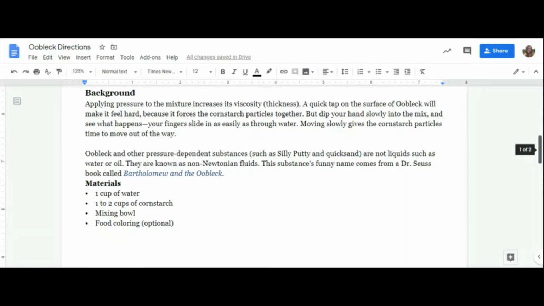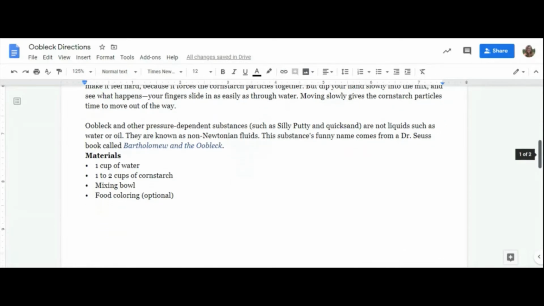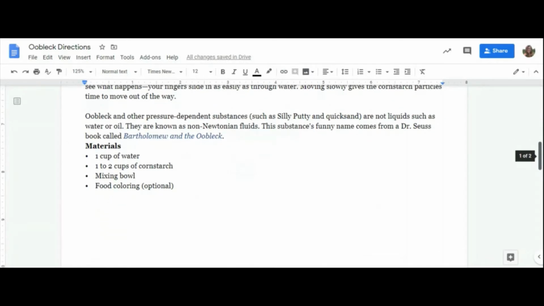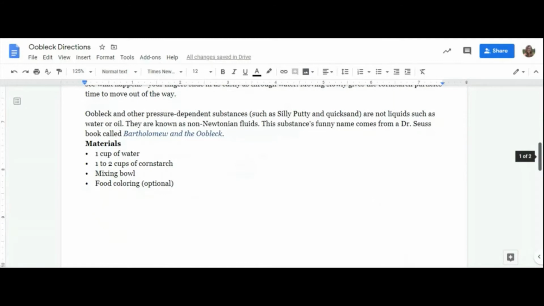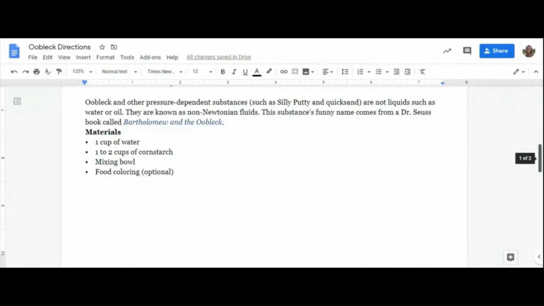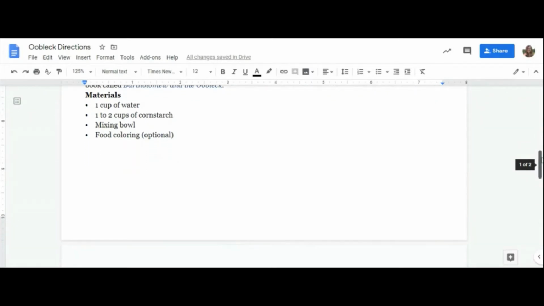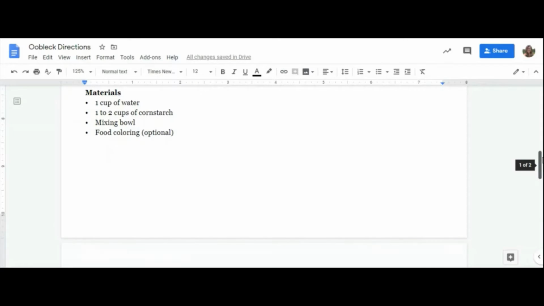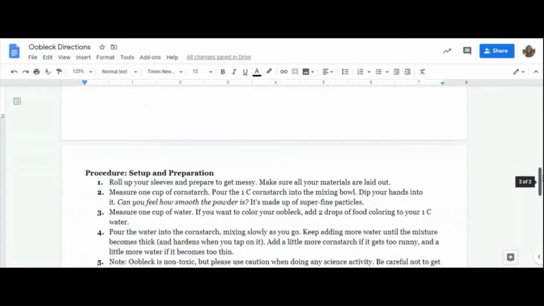Oobleck and other pressure-dependent substances, such as silly putty and quicksand, are not liquids such as water or oil. They are known as non-Newtonian fluids, so not like Newton. This substance's funny name comes from a Dr. Seuss book called Bartholomew and the Oobleck. So materials you need: some water, some cornstarch, a mixing bowl, and you can add food coloring.